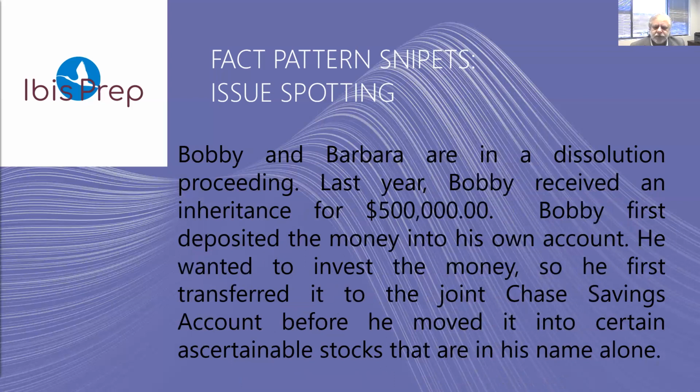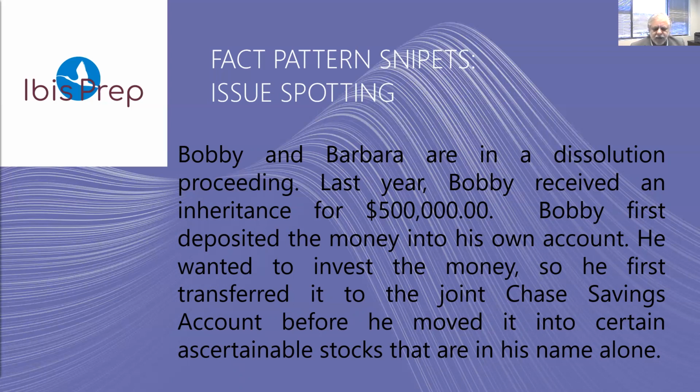They are in initial proceeding as well. And Bobby received a $500,000 inheritance. He's a very lucky guy. And he's probably not going to spend it to go to law school. But if he does, I hope he watches this video. He first deposited the money into his own account. So Barbara is not on that account. And so that money still maintains its non-marital component.